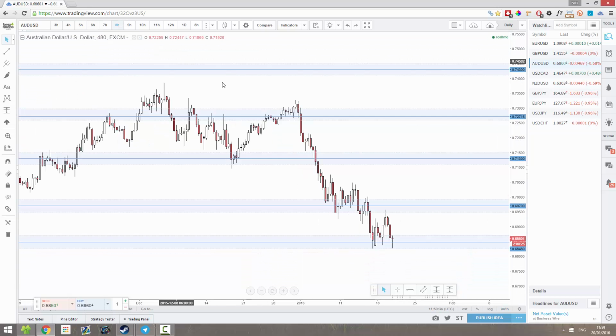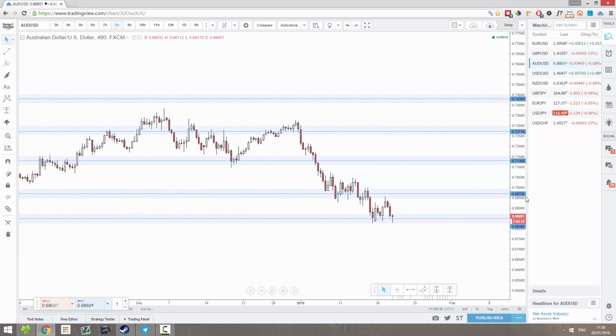AUD USD, much more sensible trade in my opinion. The support area has some very recent bounces. So it's clear that this is a good support area. We're getting some nice indecision. Preceding trend's not as good as USD CAD, but it's still a pretty decent preceding trend. So yeah, let's see how this one plays out.